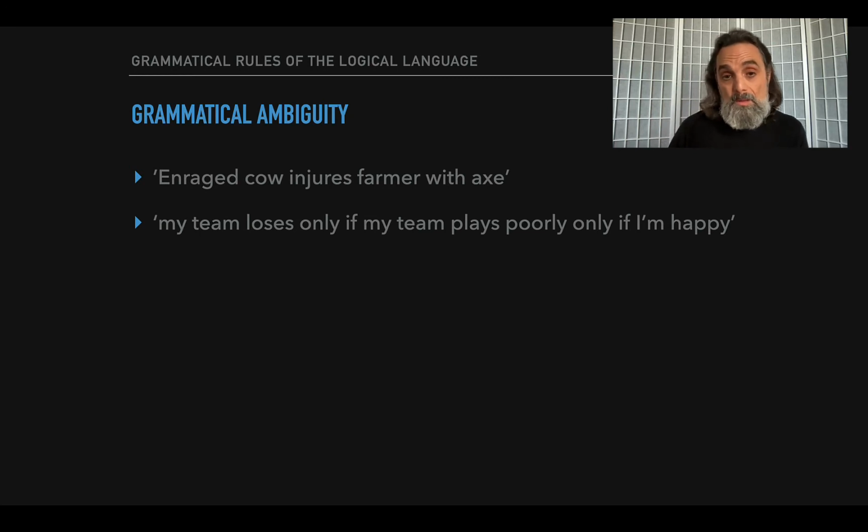Or something that might be closer to home for us in this class: my team loses only if my team plays poorly, only if I'm happy. There are two conditional phrases, only if, but how do they fit together? Well, they could be put together in lots of different ways, two different ways. And so that is grammatically ambiguous.